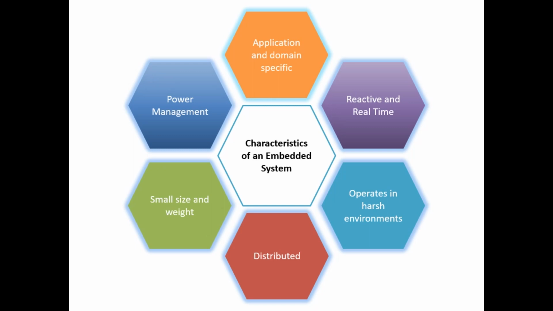So to summarize, like any other system, an embedded system has a lot of characteristics. I have just shortlisted 6 of them. The first one was application and domain specific. Embedded systems are application specific. A system designed for a particular application cannot be used for another application. The embedded system should be deterministic. It should be operating in real time and should be responding to the required task in a known amount of time.